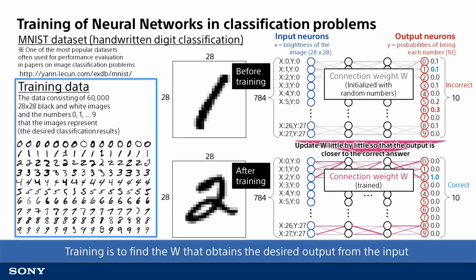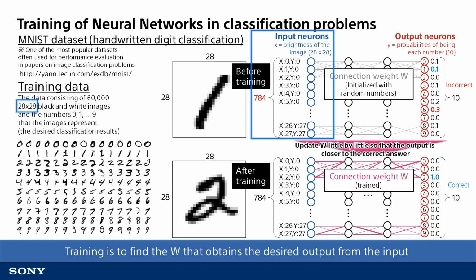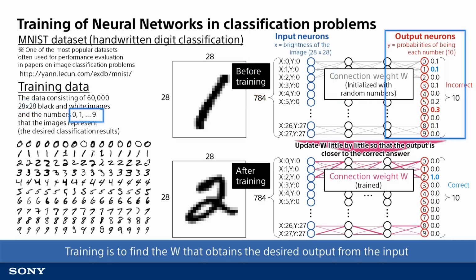Next, we design the neural network to train using this data. The number of input neurons is the size of the input data for training. In this case, the size is 28 by 28 pixels, so we know that there are 784 input neurons. In addition, we prepare the number of neurons for the number of responses we want as output. In this case, it is 10 neurons corresponding to the 10 types of digits 0 through 9.